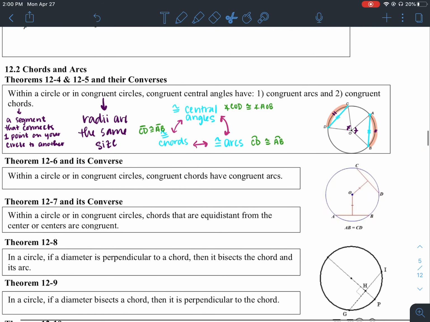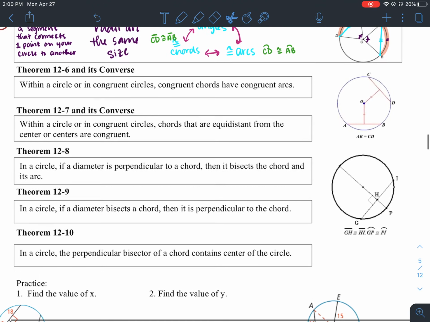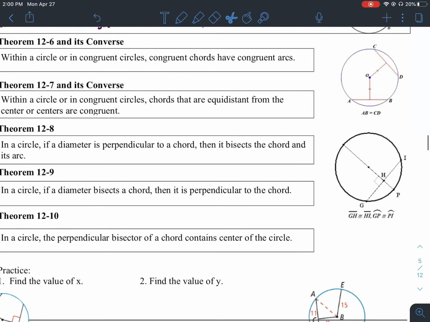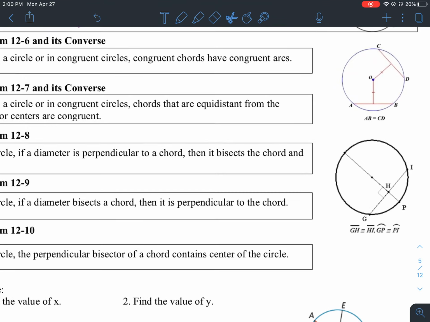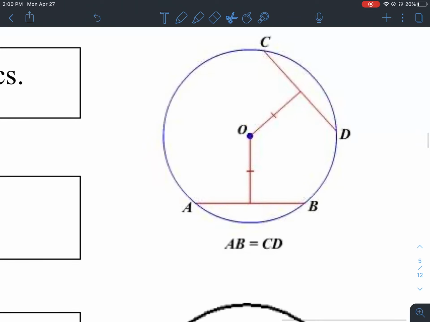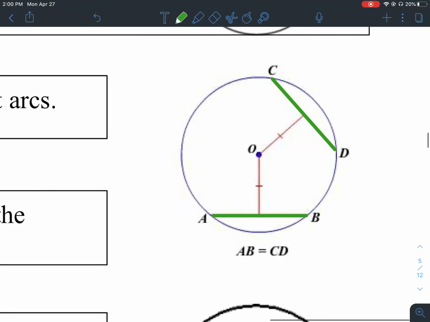Okay, but we have all three of these here together and we create this picture. And then we can talk about theorem 12.6 and its converse. This says, okay, within a circle or within congruent circles, congruent chords have congruent arcs. So this is saying, okay, you've got this picture here. What if I draw, I'm not looking at angles this time, but I'm looking at, say, these chords here. And let's say CD is indeed congruent to AB.